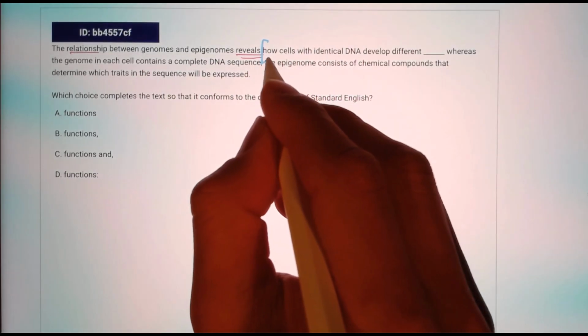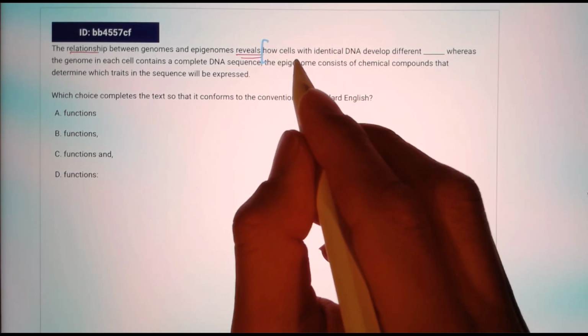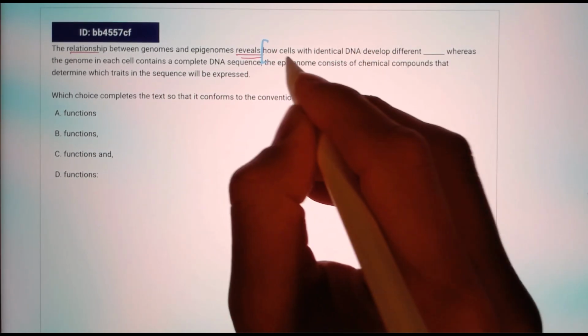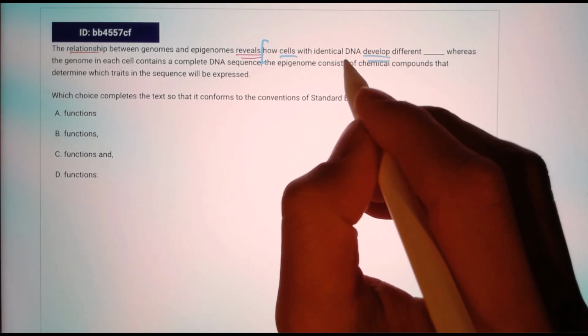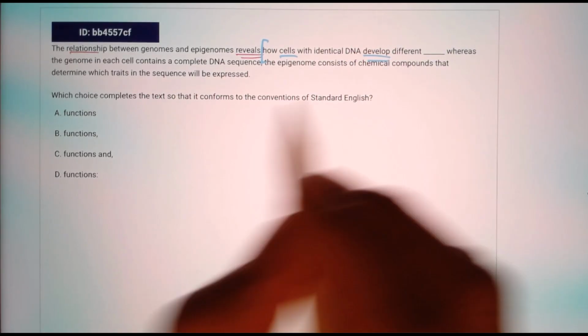Okay, so we have a dependent clause that is still part of the main sentence. Reveals what? How cells, the whole thing is the object here. How cells with identical DNA develop different functions.